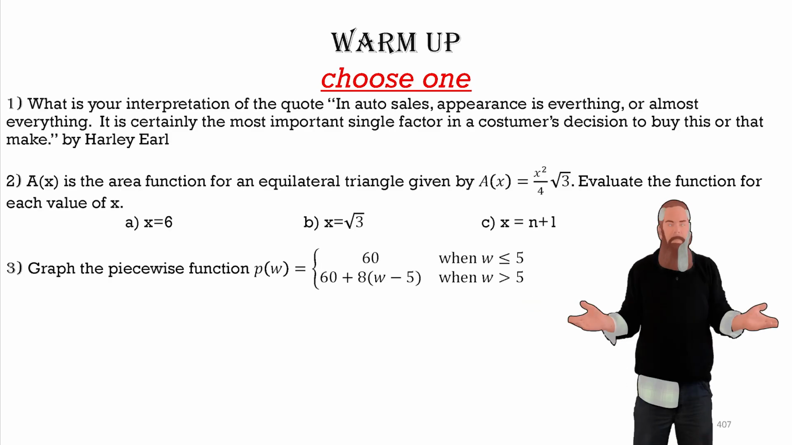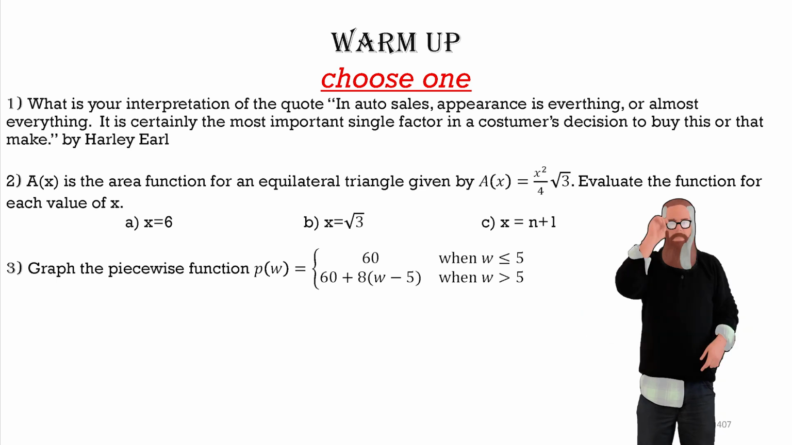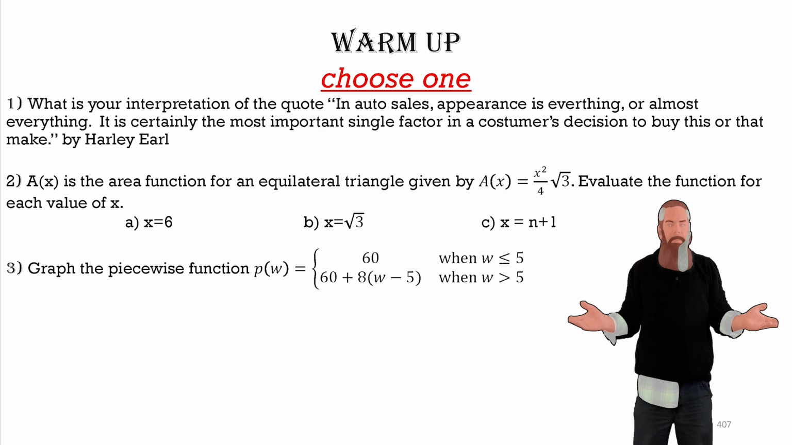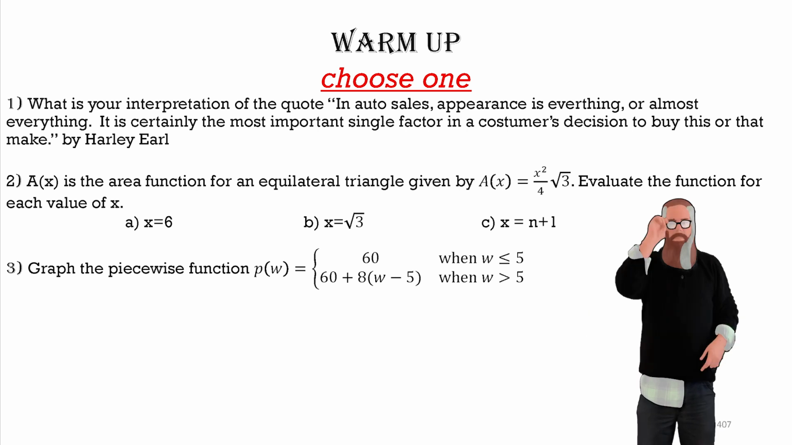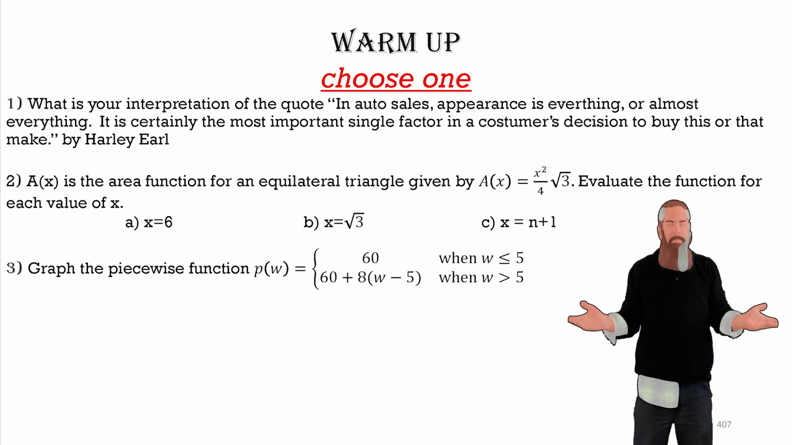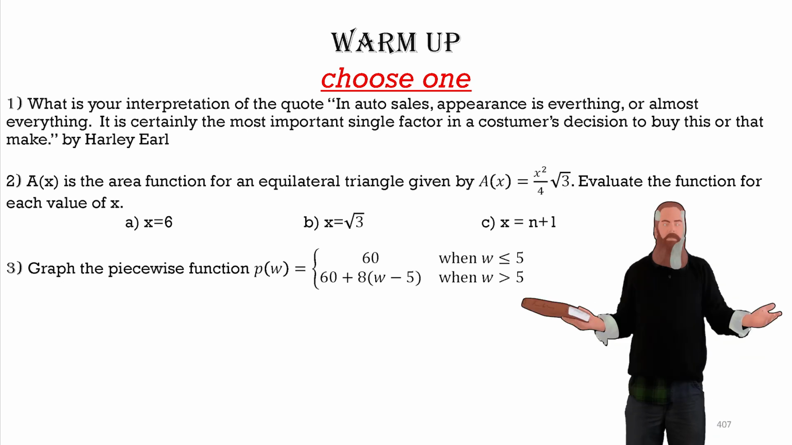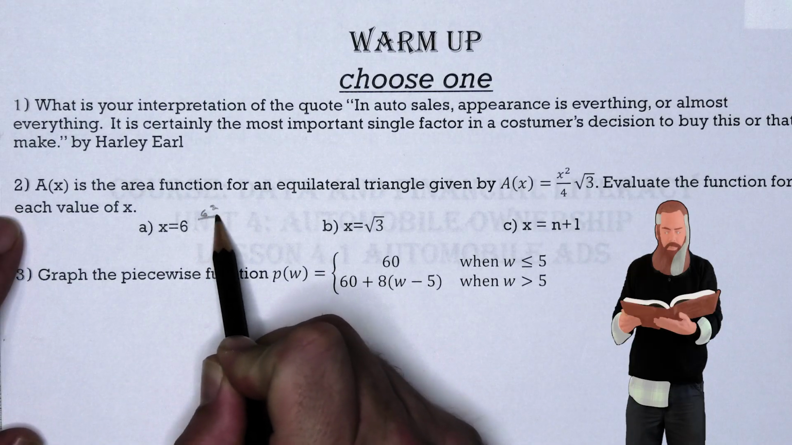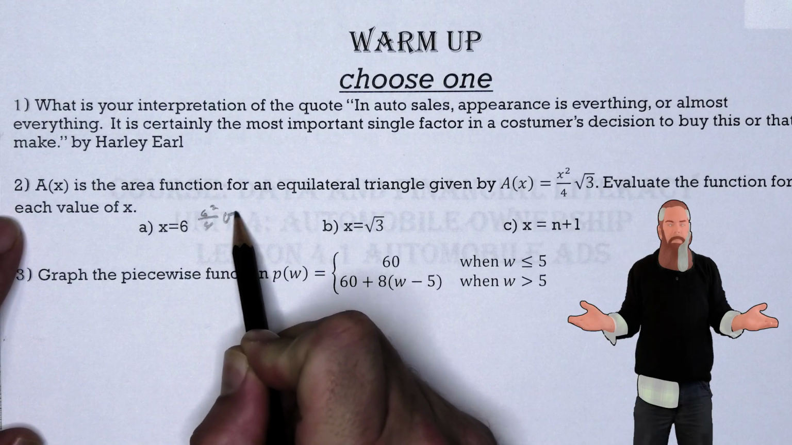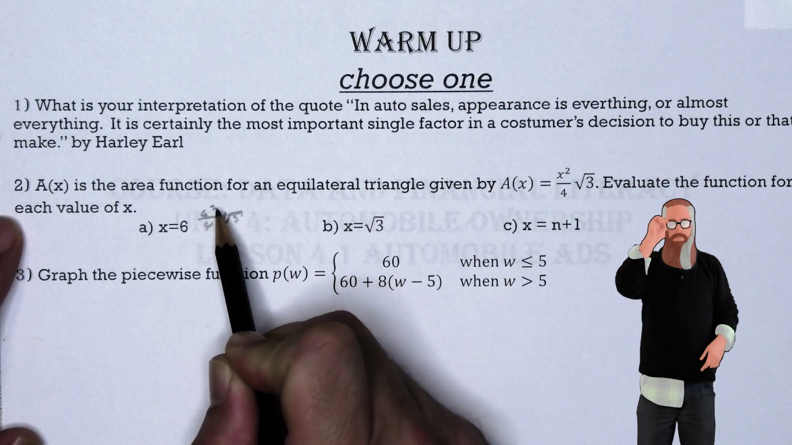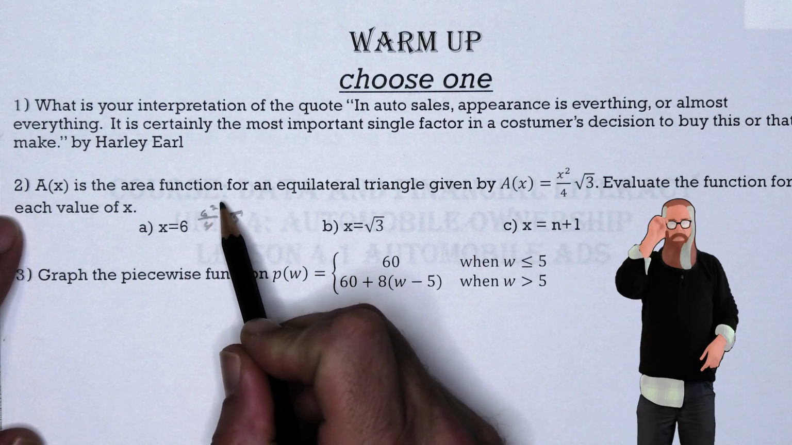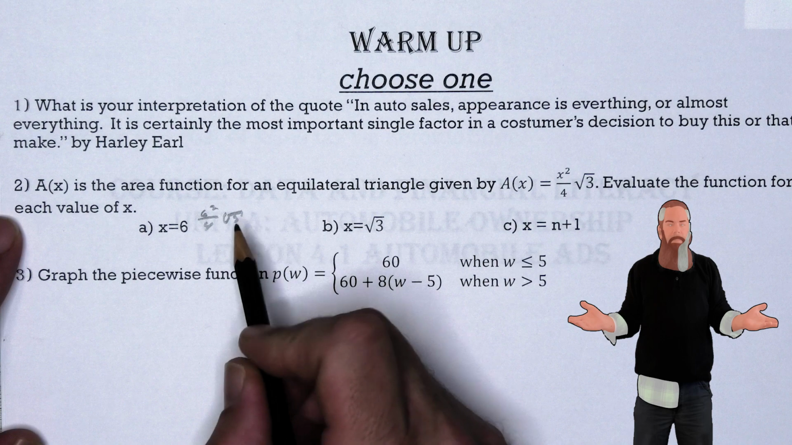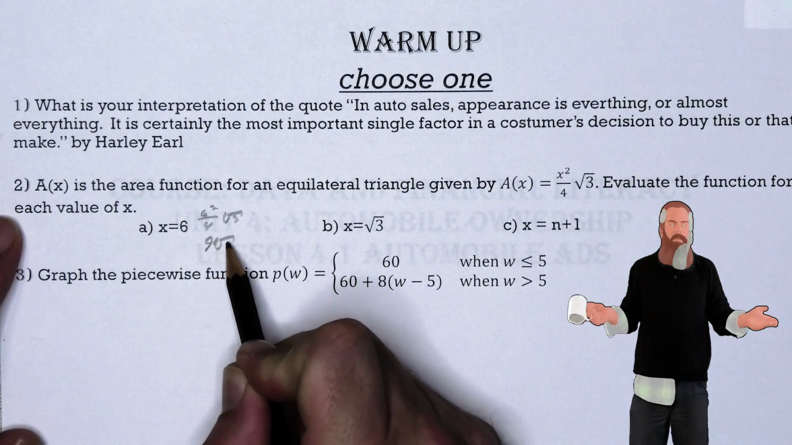Before we get into it, let's take a look at warm-up number 2 to make sure we're ready for this lesson. A of x is the area function for the equilateral triangle given by A of x equals x squared over 4 times the square root of 3. Evaluate the function for each x. Well, this would mean that 6 squared divided by 4 times the square root of 3. Now, 6 squared is 36, and 36 divided by 4 is 9, so we get 9 square root of 3.